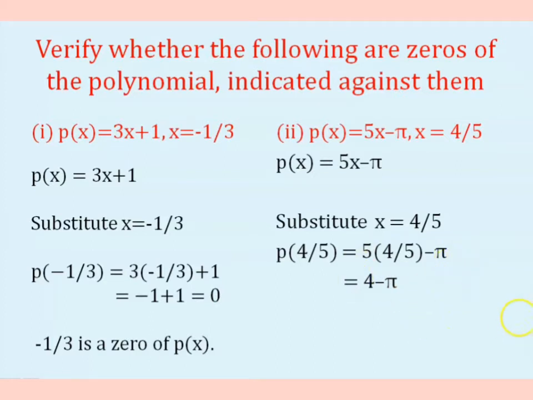If the answer is equal to 0, we can say that it is the 0 of polynomial p of x. But here we are getting the answer as 4 minus pi. So x equals 4 by 5 is not a 0 of polynomial p of x.